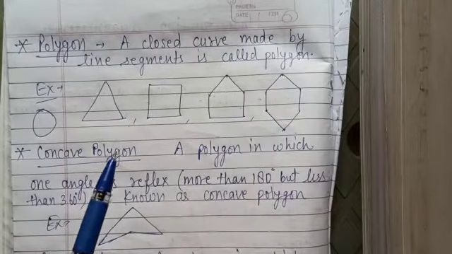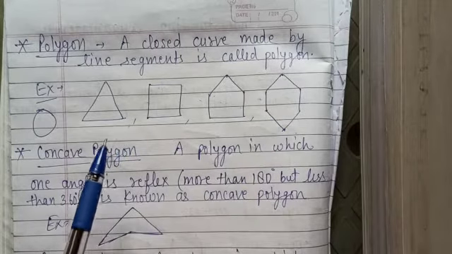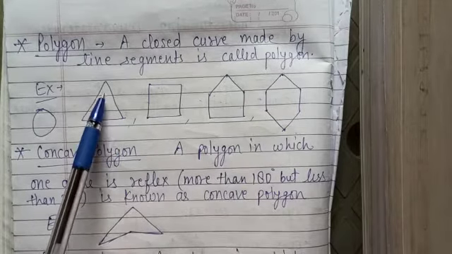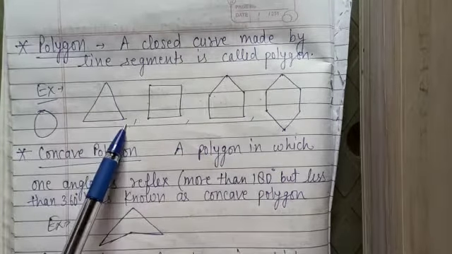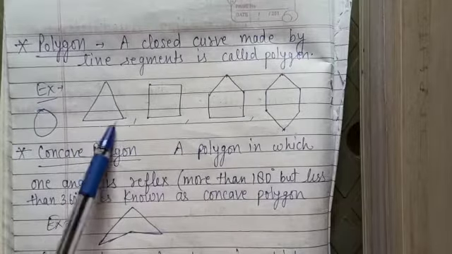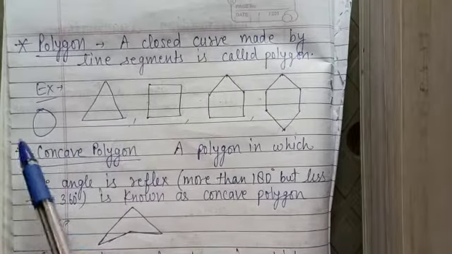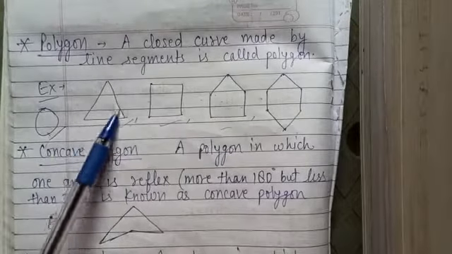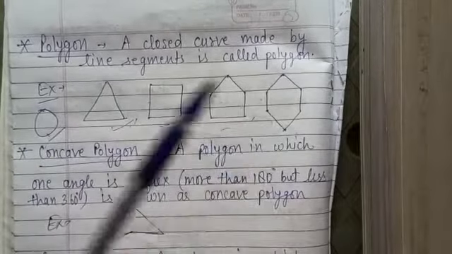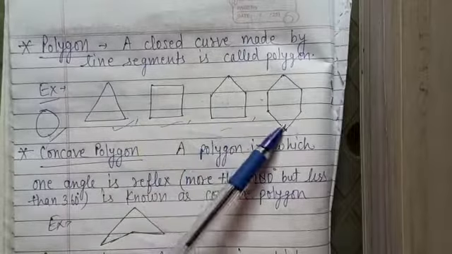You have to check 2 things. What? First is the figure must be closed. Second thing is the boundary of the figure must be straight lines. So this is a simple closed curve, not a polygon, but these are polygons because their boundaries are straight lines. So this is the definition of polygon.